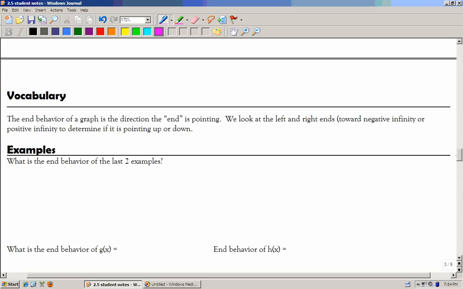So if we look at the last two examples, the first one had this graph that was decreasing and then constant, a little increase and then decreasing. So if we look at the end behavior, you're going to describe up or down on the left and up or down on the right. So this one on the left side is pointing up. And if you're looking at the right side, it's pointing down.